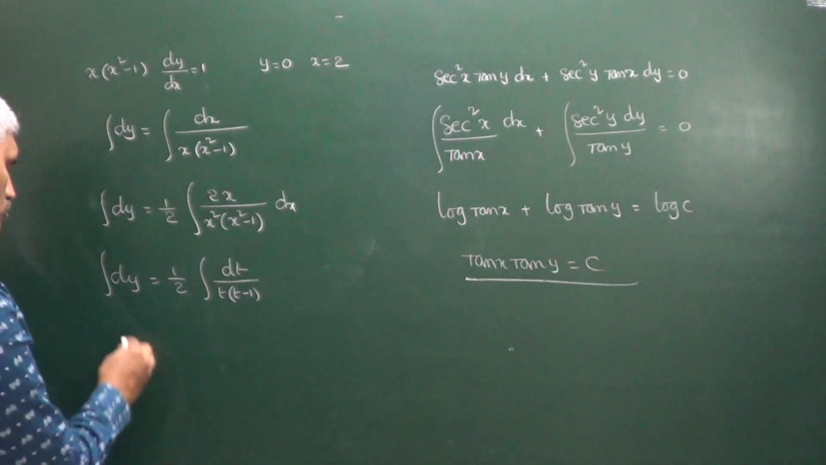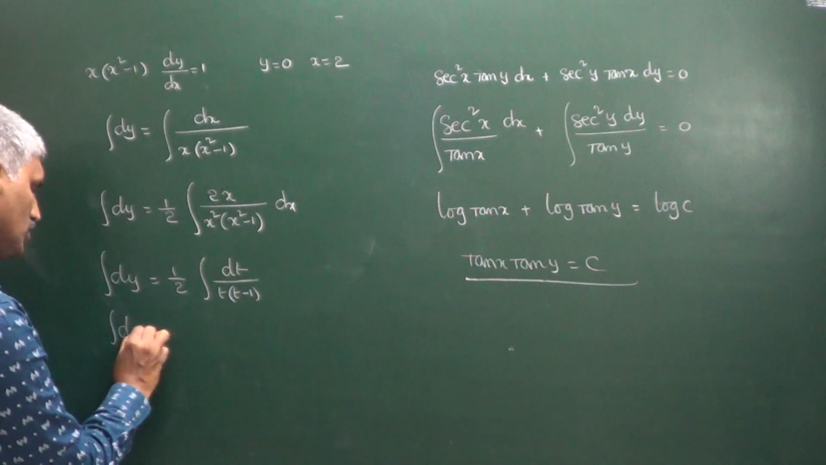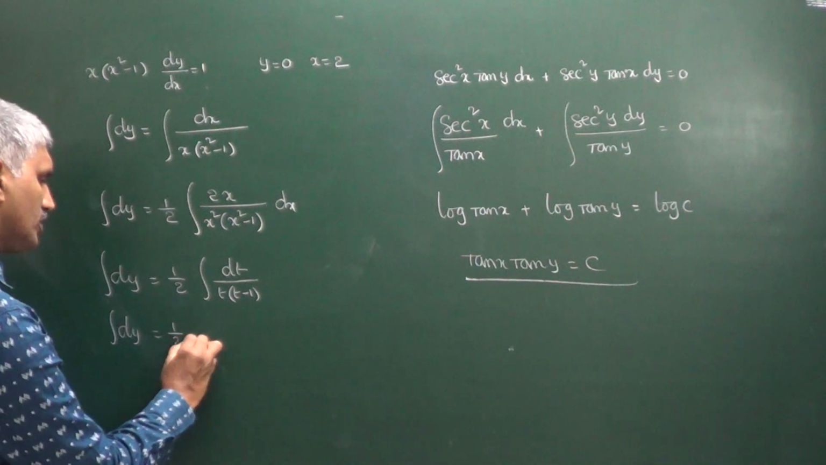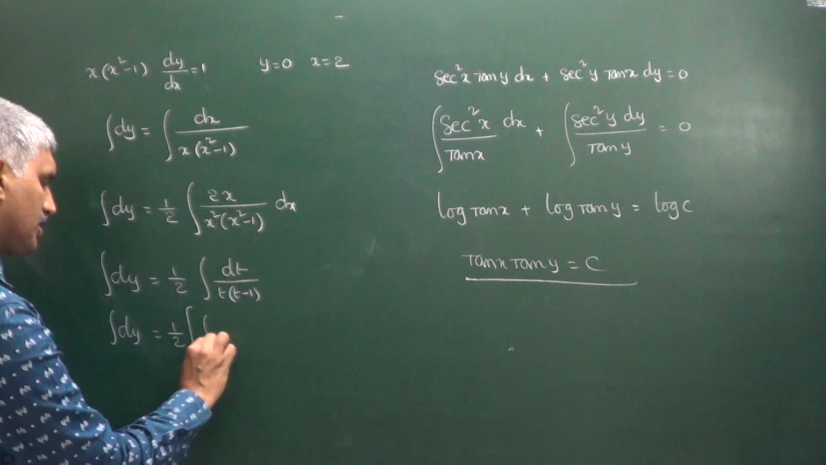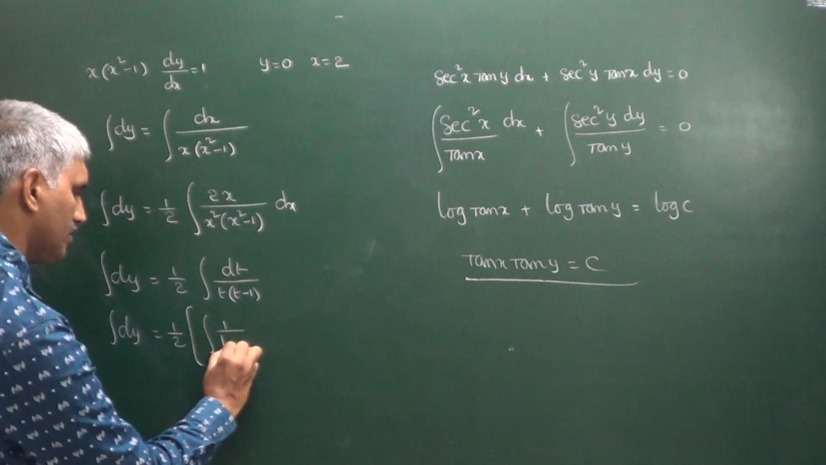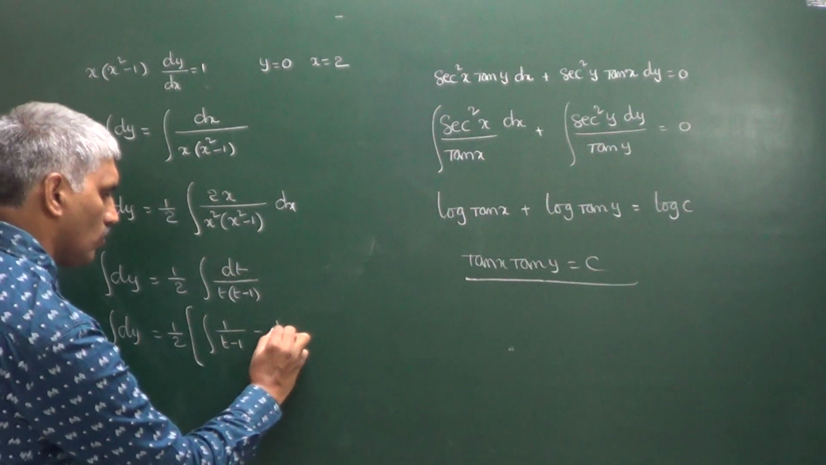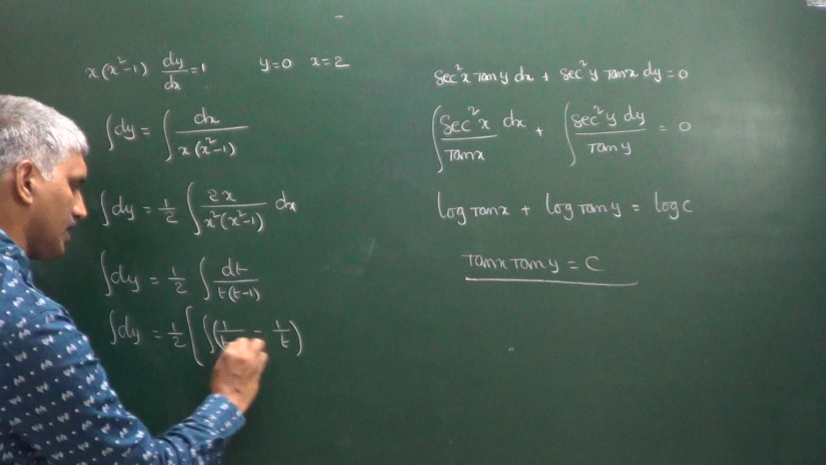Right? So now we can write this as integration of dy is equals to half into, this we can write as 1 by t minus 1 minus 1 by t dt.